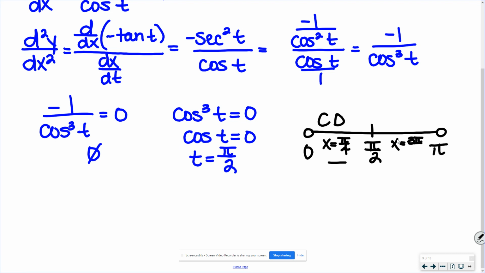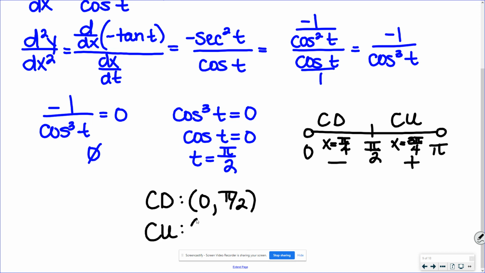And then I can do that again for 3pi/4, something between pi/2 and pi. Cosine of 3pi/4 would be negative radical 2 over 2, cubed would still be negative, divided into the -1 on top would make it positive. So that would be concave up from pi/2 to pi. So concave down would be from 0 to pi/2, and then concave up would be from pi/2 to pi. So that means that pi/2 is a point of inflection.